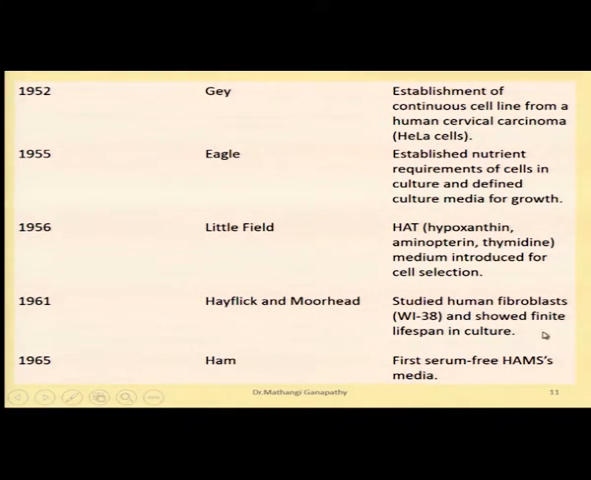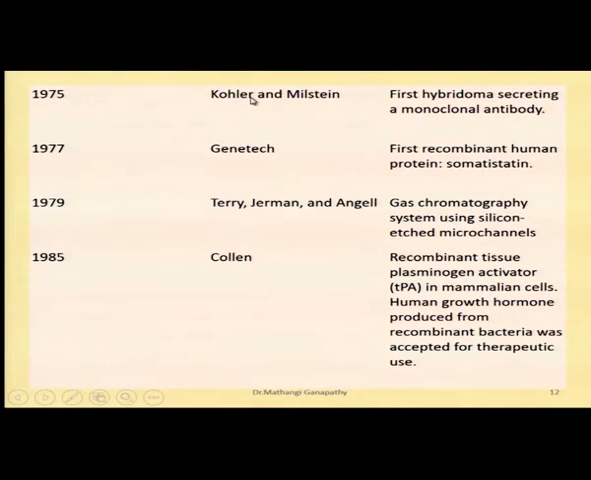And in 1965, we had the first serum-free Ham's media development. Also, monoclonal antibody development happened, and we had the development of the first hybridoma secreting the monoclonal antibody. This was again a major milestone in animal cell culture. And in 1977, the company Genentech established the first recombinant human protein, somatostatin, which was obtained, purified and commercialized from cell lines.